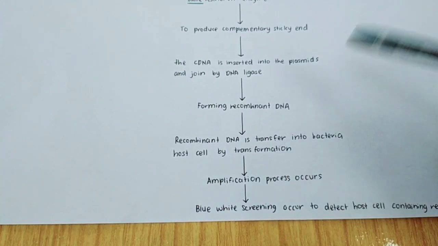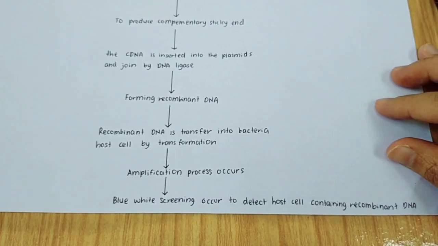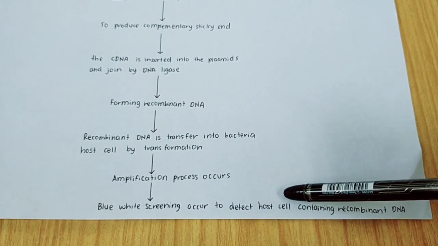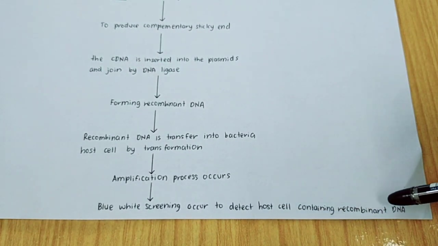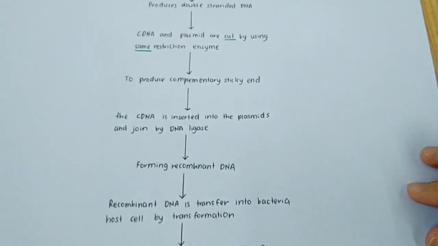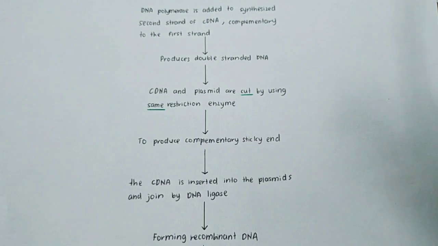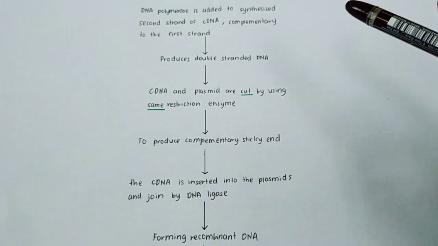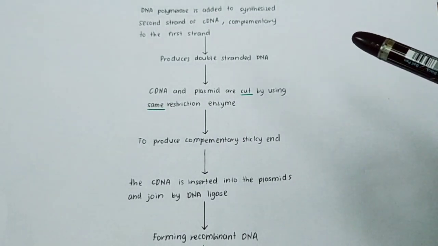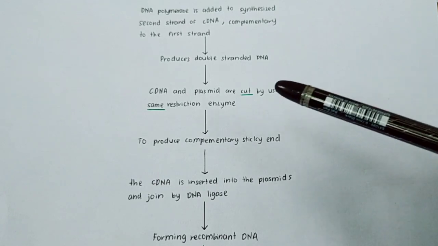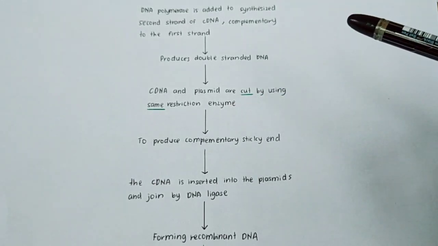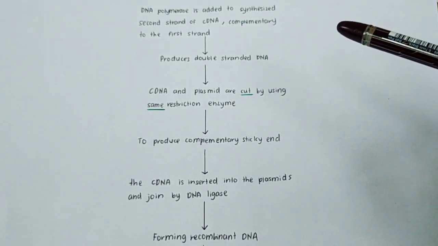So if you look at here, the last step in gene cloning, blue-white screening occurs to detect host cell containing recombinant DNA. So apa yang awak perlu take note untuk production of insulin using cDNA, maksudnya awak mesti kena tahu macam mana daripada mRNA, will produce cDNA, and then after that, actually cDNA tu sebenarnya adalah kita punya target DNA ataupun gene of interest.